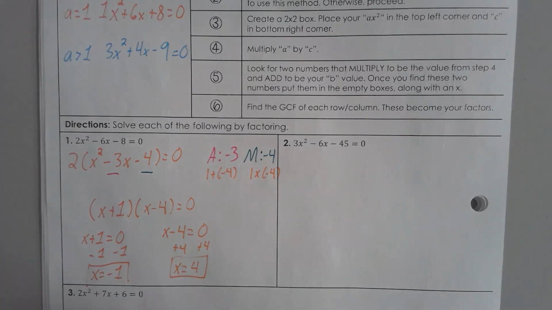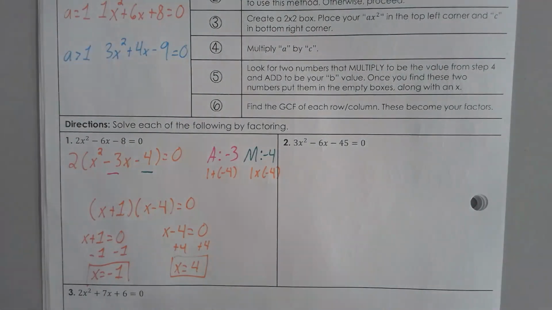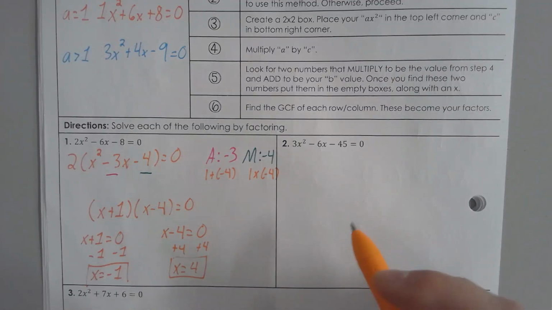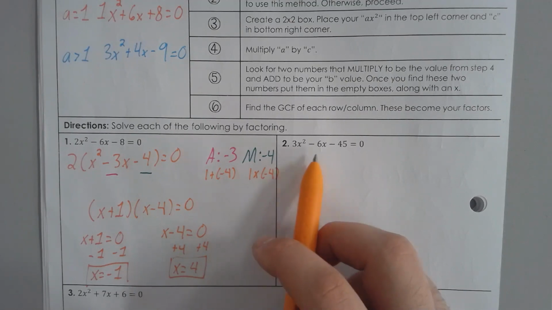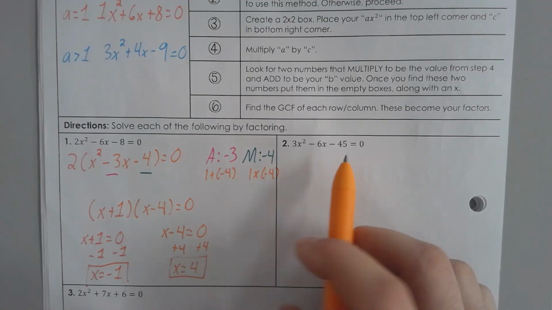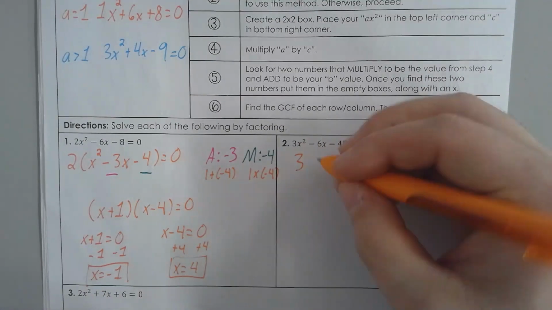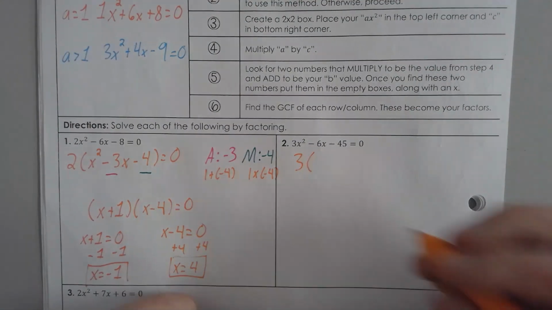Alright, what about number 2? First step, make sure it's set equal to 0. Check. Factor out a GCF. Our A term is 3. So does 3 go into 6 and 45? It does. Perfect. So we're just going to divide each one by 3.